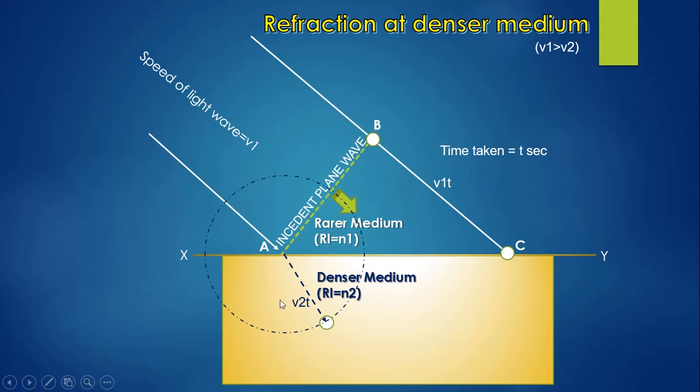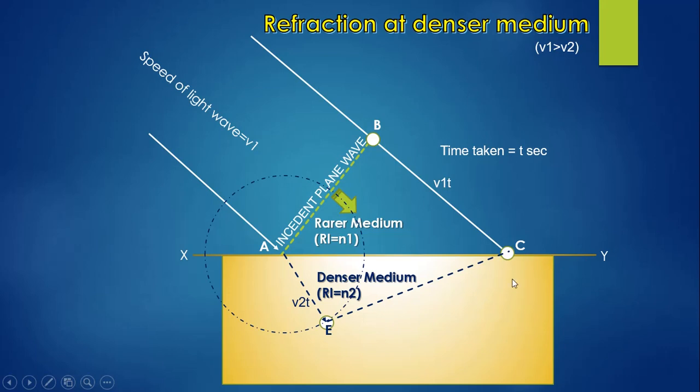This is a sphere. In two dimensions it looks like a circle, but assume that this is a sphere having a center A and a radius V2 into T. Now, to construct the refracted plane wave in the denser medium, we have to draw the tangent from C so that it touches this sphere at a particular point. If I draw the tangent, it touches the sphere at point E.